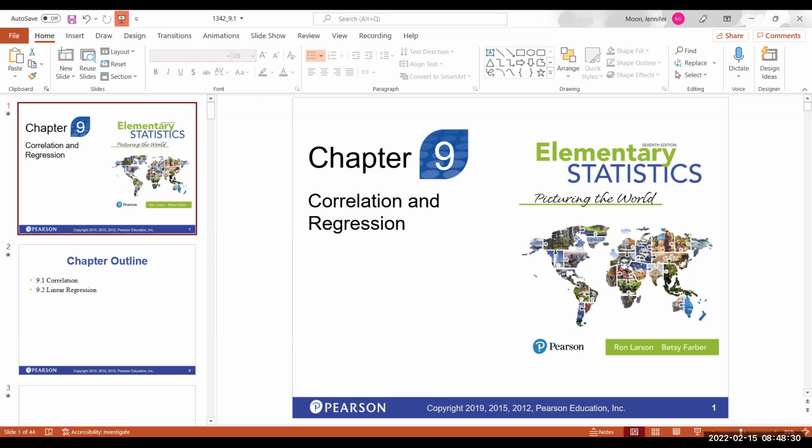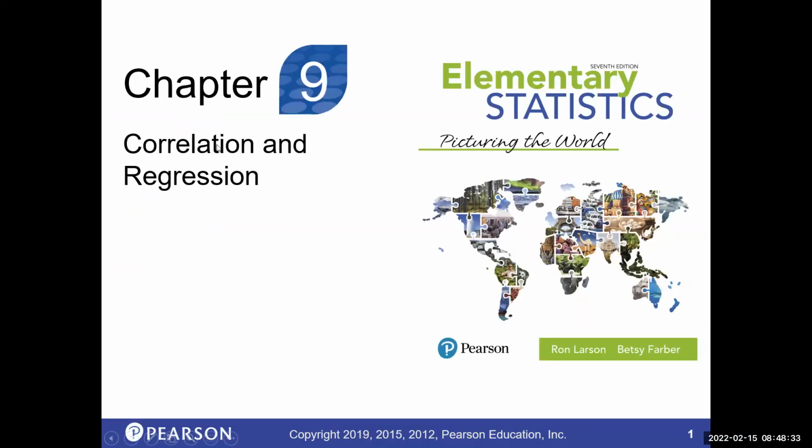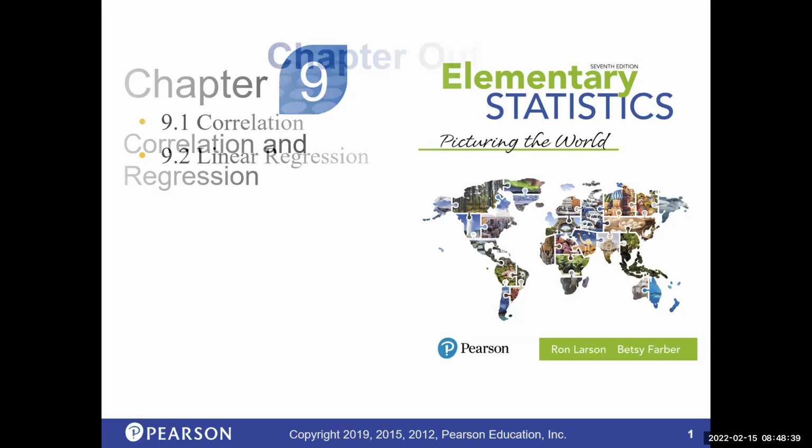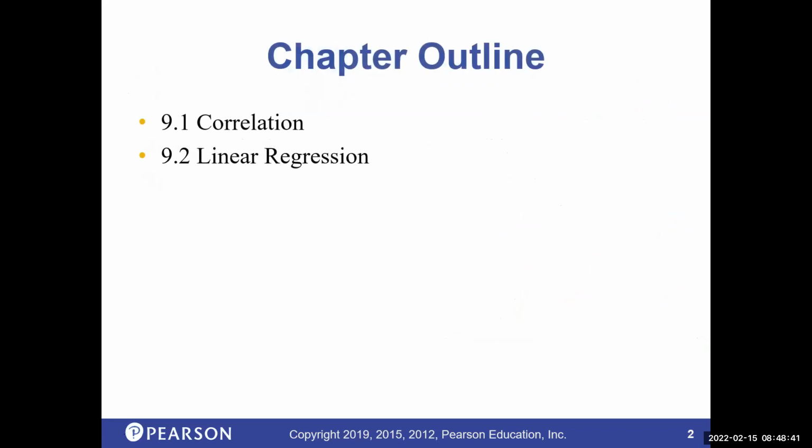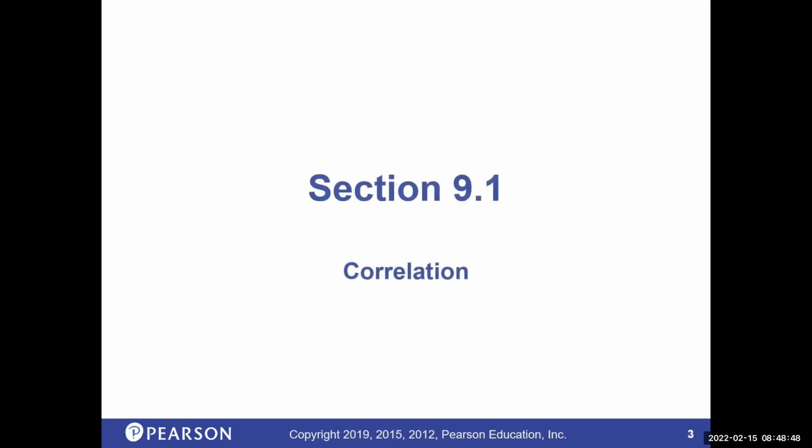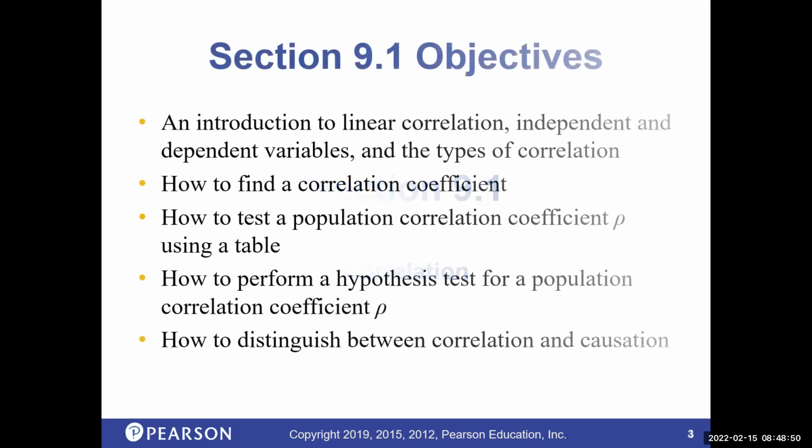Again, lots of slides. Just a heads up, lots of words. So chapter 9 is correlation and regression. 9.1 is actually our correlation. 9.2 is linear regression.